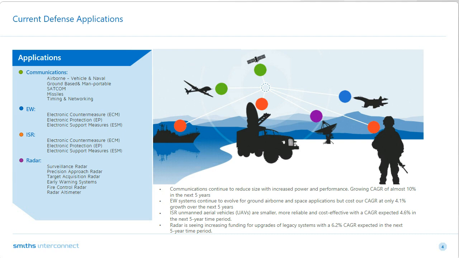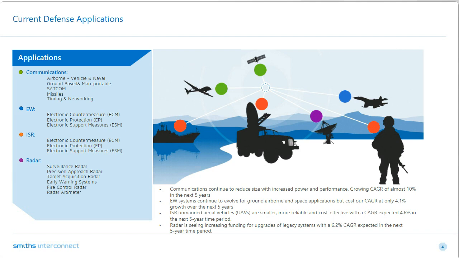Then there is ISR, which is intelligence, surveillance, and reconnaissance. That's really used with the electronic warfare and as well for acquiring and processing accurate information in a timely manner. Radar, again, it's used to detect missiles, aircraft, very numerous applications for radar.